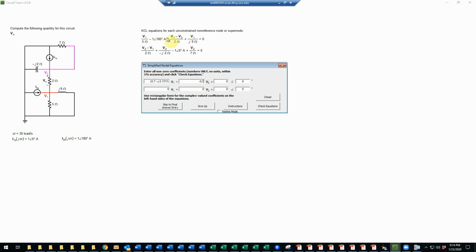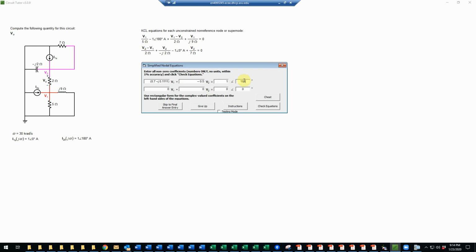And then the constant term, I have to add this to both sides to bring the constant over to the right-hand side. All the rest are coefficients of variables. And so that will give me 1 angle 180 degrees. Oops, not 10, 1.